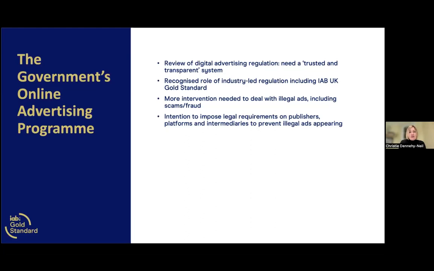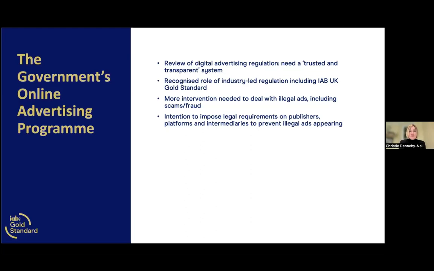So as Tim said, very much a priority focus on consumer harms that can arise from digital advertising. There was a formal consultation in 2022, which we and our members submitted a comprehensive response to. And in that, we explained in detail how the ecosystem works, but particularly how existing industry-led regulation, including initiatives like the gold standard, can tackle known issues.